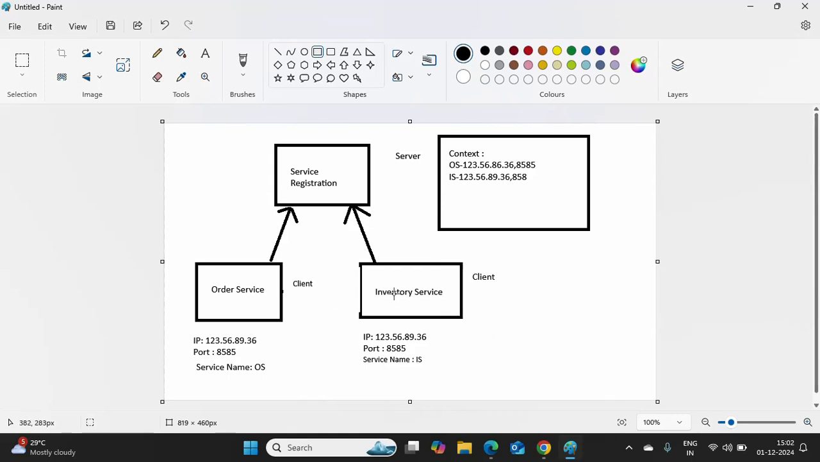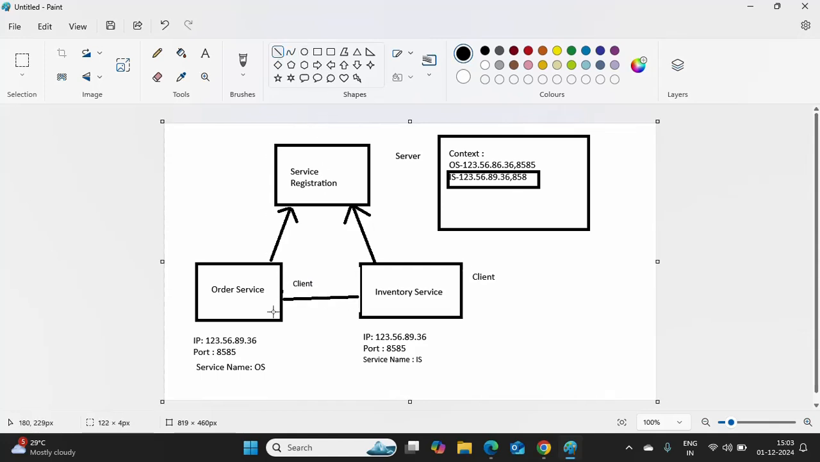Now the order service wants to interact with the inventory service. If the order service wants to interact with the inventory service, what it is going to do is first call the service registry and get all the information. Already we have the order service and inventory service information, right? It will get the inventory service information and then make a call directly to the inventory service.